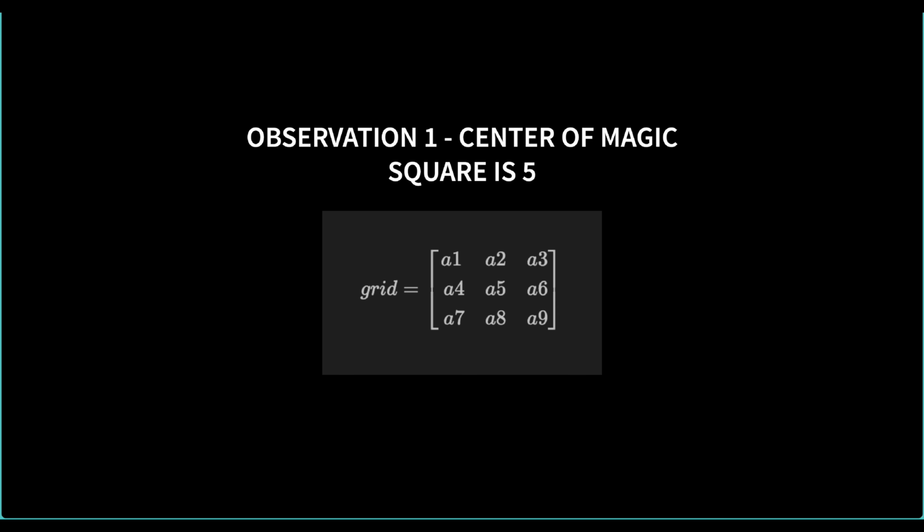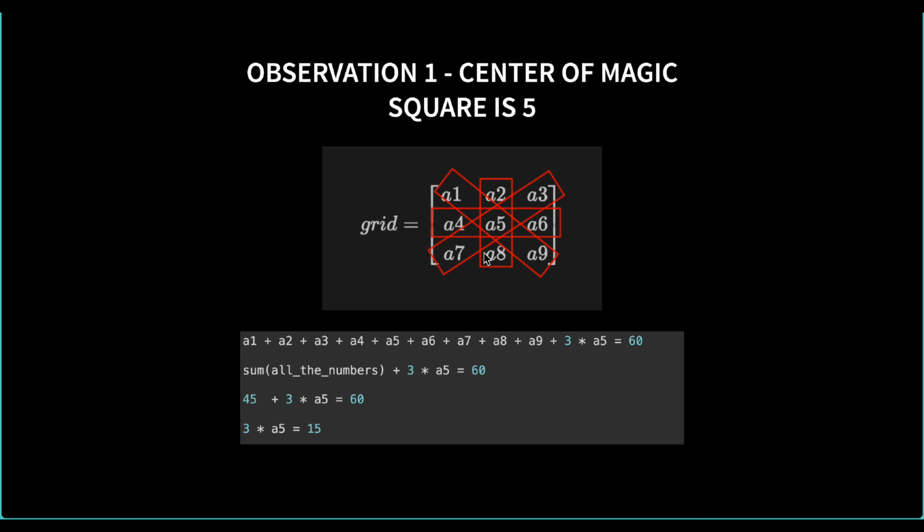First, we observe that the center of the 3 by 3 magic square matrix is always 5. Let's prove it. Suppose our grid looks like A1, A2, A3, A4, A5, A6, A7, A8 and A9, and we have to derive A5 now. Then we can see that the middle element A5 can be part of 4 sums. One column sum can be A2 plus A5 plus A8. Similarly, the row sum will be A4 plus A5 plus A6. The diagonal sum will be A1 plus A5 plus A9. And finally, the off diagonal sum will be A3 plus A5 plus A7, right?